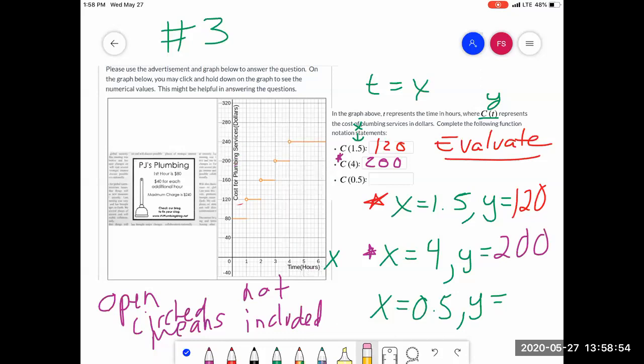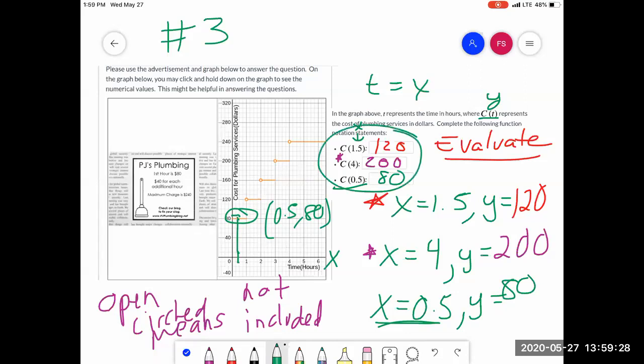So I have the C of 0.5. I'm saying when X is 0.5, what's my Y value? So I'm going to come over here to the graph. 0.5 is halfway between 0 and 1. I look up. That point is here in the step function. And that is when Y is 80. So I have a point at 0.5, 80. That's my Y value, so that's my answer.